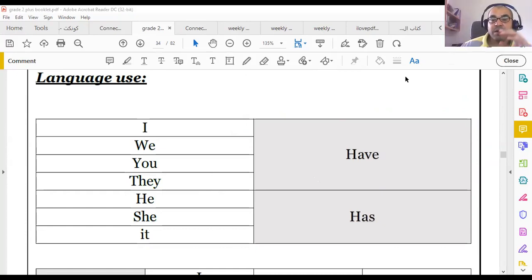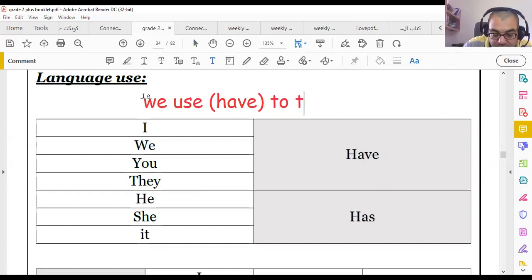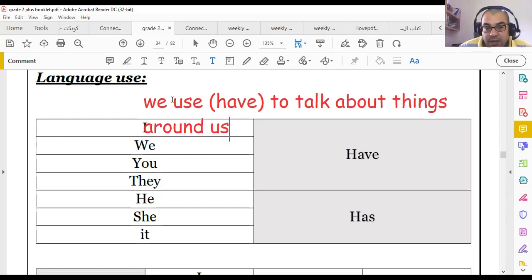Now look here, students. When we talk about the things around us, we use the verb have. We use the verb what? Have. So we use what? Have. Yes. Why to talk about things around us? Okay, students. We use have to talk about things around us.